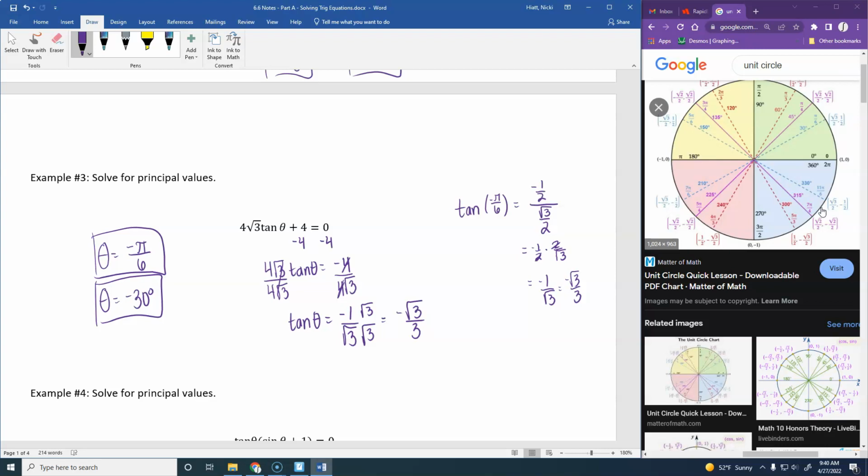Now you can memorize those tangent values because they'll always be the same. I don't make students memorize them. If you can figure them out from the unit circle, that's good enough for me. Okay, questions?